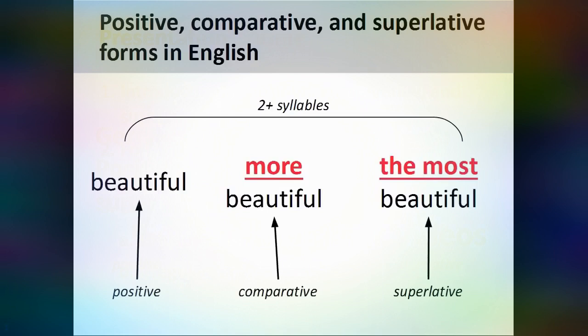With adjectives consisting of two or more syllables, English uses a different construction to form the comparative and superlative. As you see on the screen, English usually adds more to the positive form to construct the comparative and most to the positive form to construct the superlative. It is very important to note that German does not form the comparative and superlative in this manner.